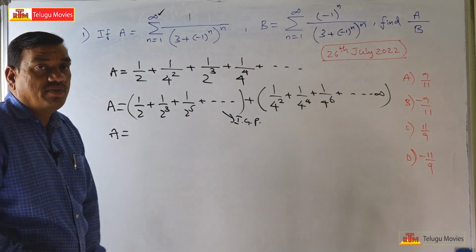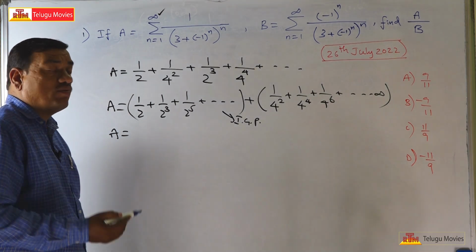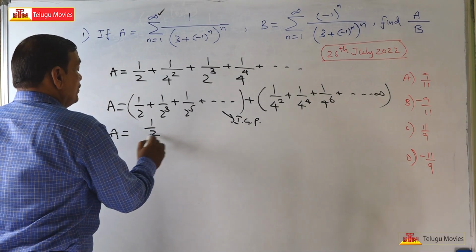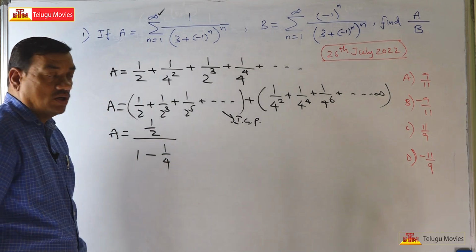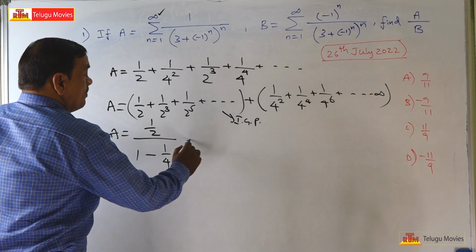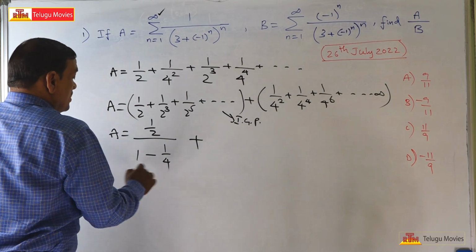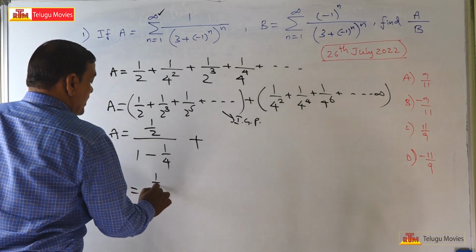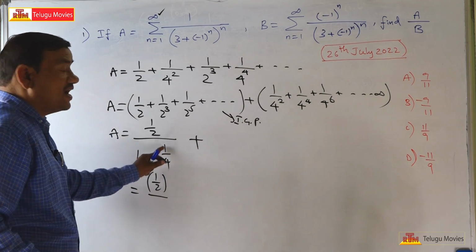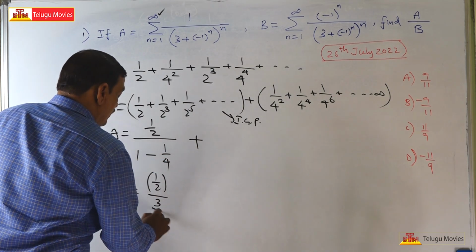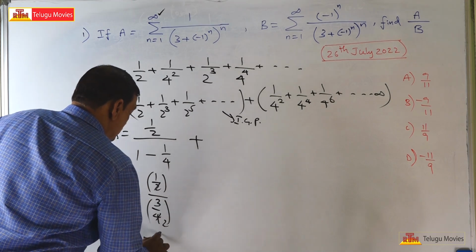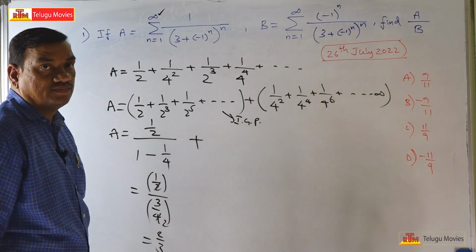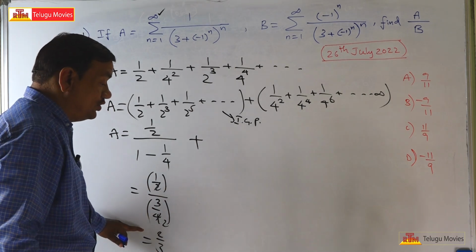You know that for an infinite geometric progression, the sum to infinity is a by 1 minus r. Here a means 1 by 2, and r means 1 by 4. So this is equal to 1 by 2 upon 1 minus 1 by 4. This is equal to 3 by 4. So 2 ones are 2, 2 twos are cancelled. This is equal to 2 by 3. Understand? So this value you got: 2 by 3.